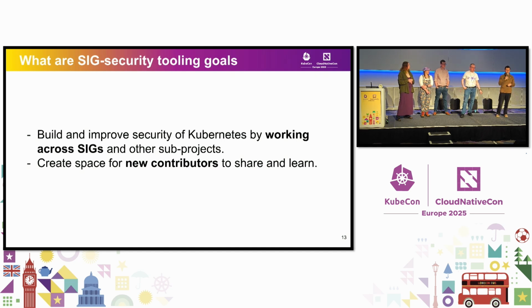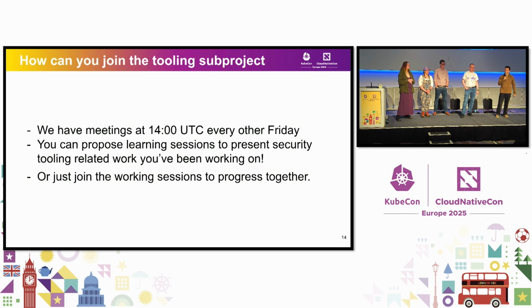So here are the few goals we have. Basically, we try to build and improve the security of Kubernetes by writing code and working across SIGs. And I think we have been able to create a very nice space for new contributors in the past to share and learn. So basically this SIG is organized like this. We meet every other Friday, and on one side you can propose new learning sessions on tooling and work related to security that you've been working on. Or you can just join the working sessions where we try to actually make progress on the issues.